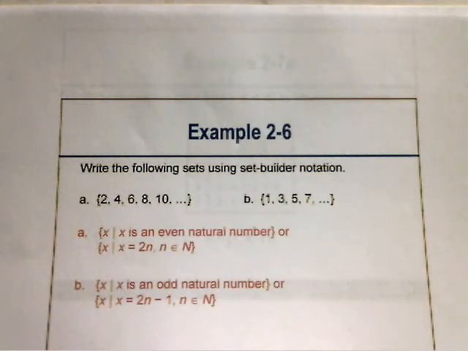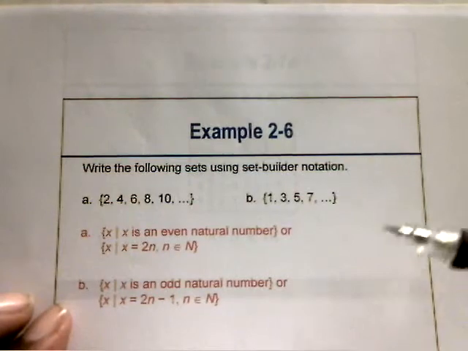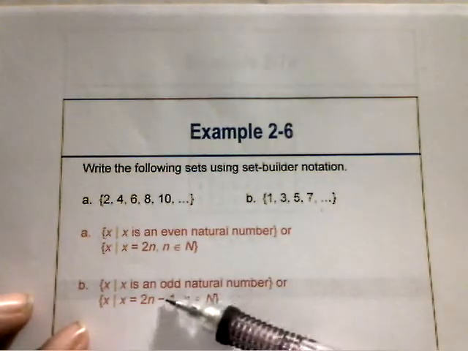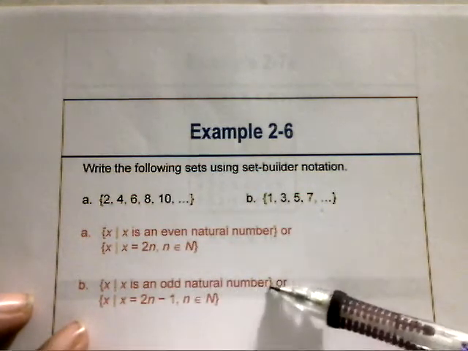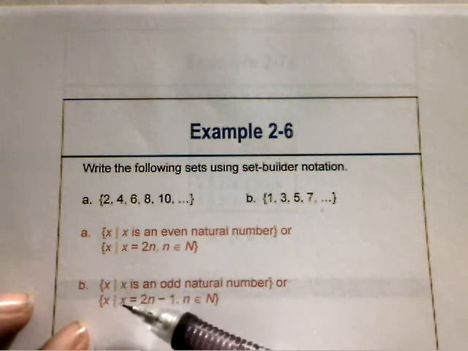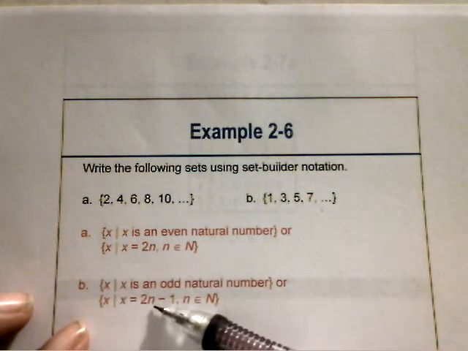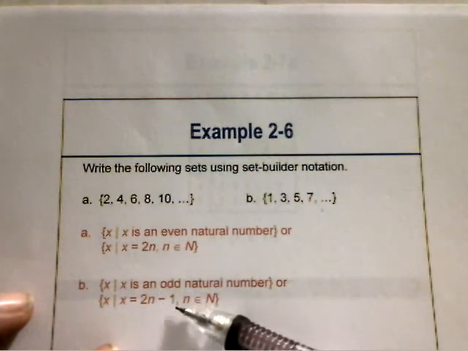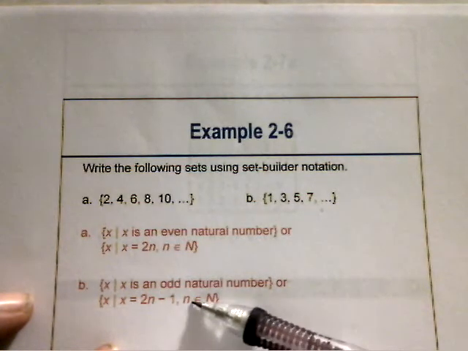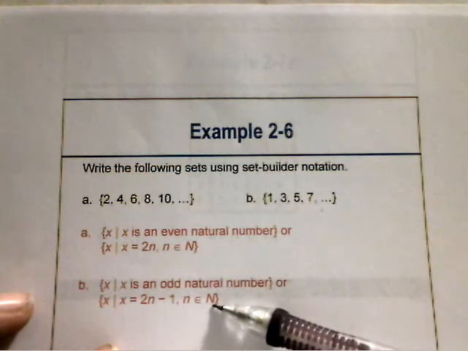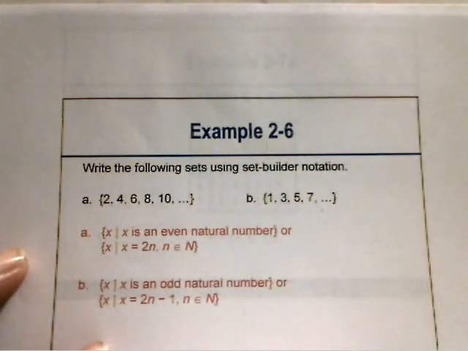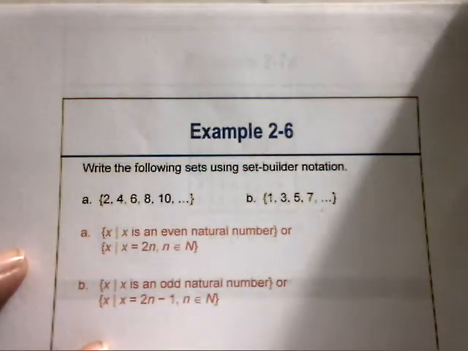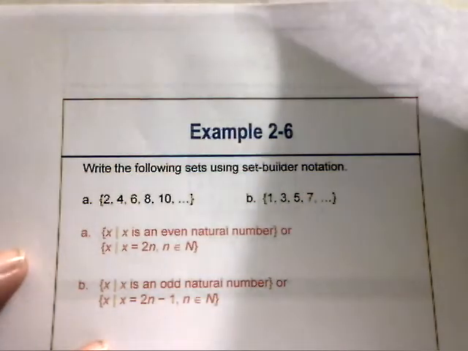Part B, 1, 3, 5, 7, and it continues on and on. Two ways we can write that. They're odd numbers, so we can say the set of all x, such that x is an odd natural number, or you can say the set of all x, such that x is equal to 2 times n minus 1, where n is an element of the set of natural numbers. So that's how we can write sets using set builder notation.